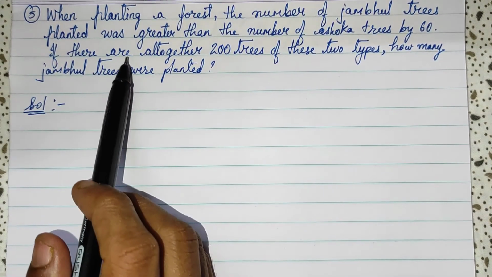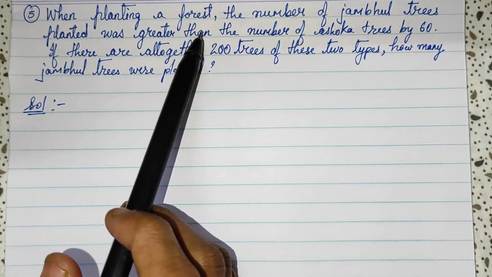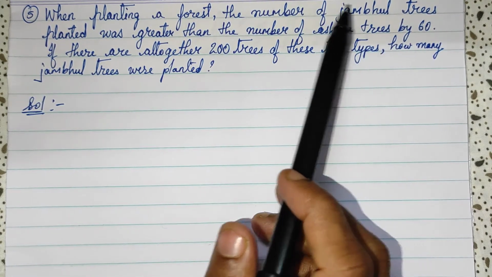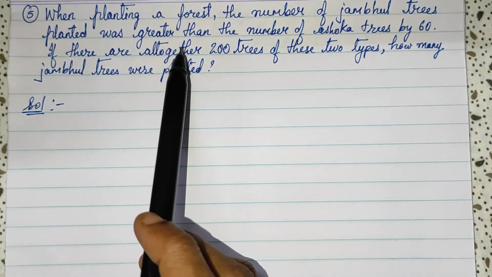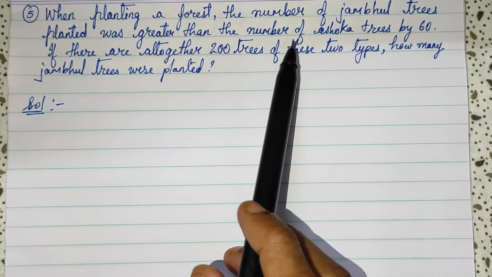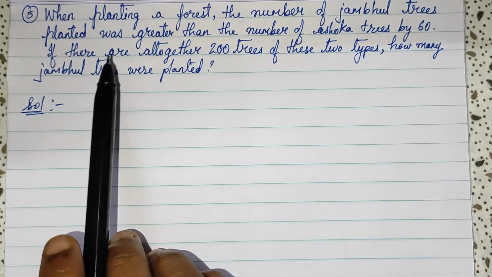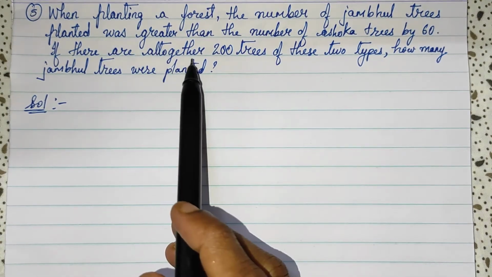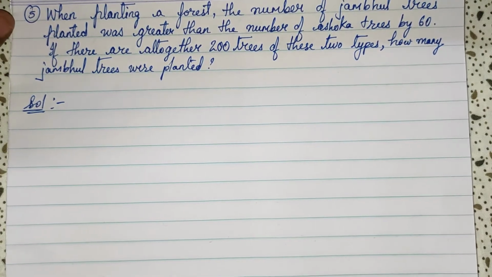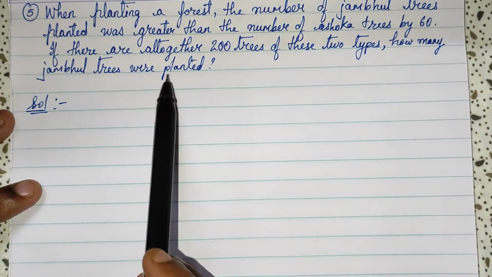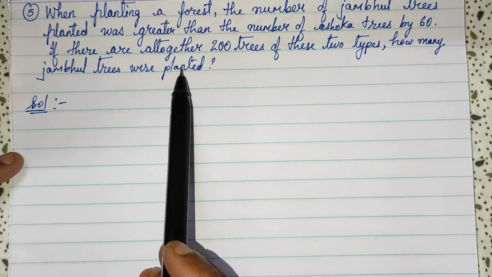Fifth sum: when planting a forest, the number of jambul trees planted was greater than the number of Ashoka trees by 60. If there are altogether 200 trees of these two types, how many jambul trees were planted?